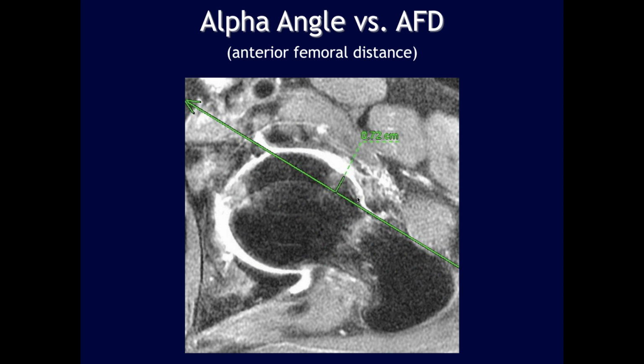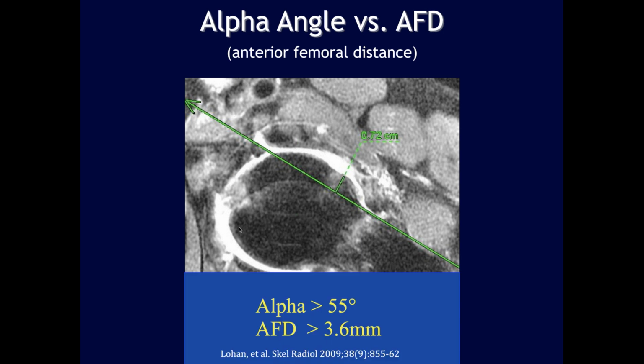Now, another way to measure this is called the anterior femoral distance, where you can take a line along the anterior cortex of the neck of the femur through the head like this, and measure the distance at the area of the bump from this particular line. In this case, it's 0.72 centimeters, and abnormality is greater than 3.6 millimeters. This is 7.2 millimeters, so this would be abnormal. This is in the literature. I don't know very many people who use the anterior femoral distance as a measurement.